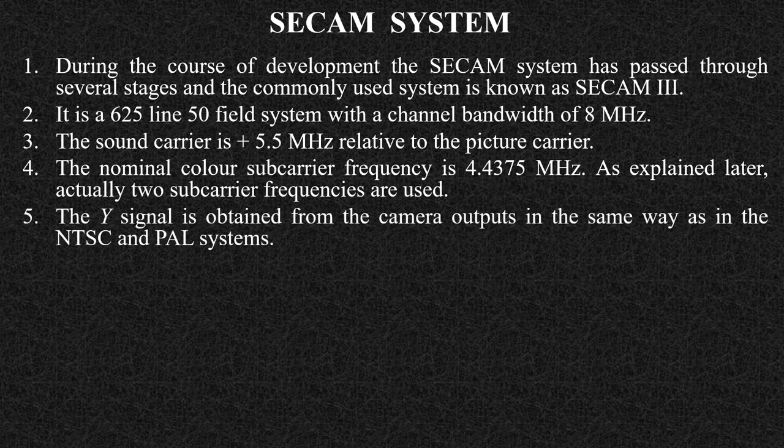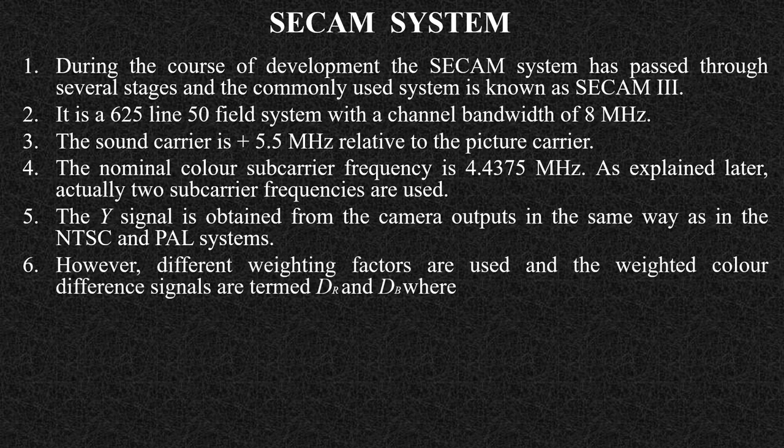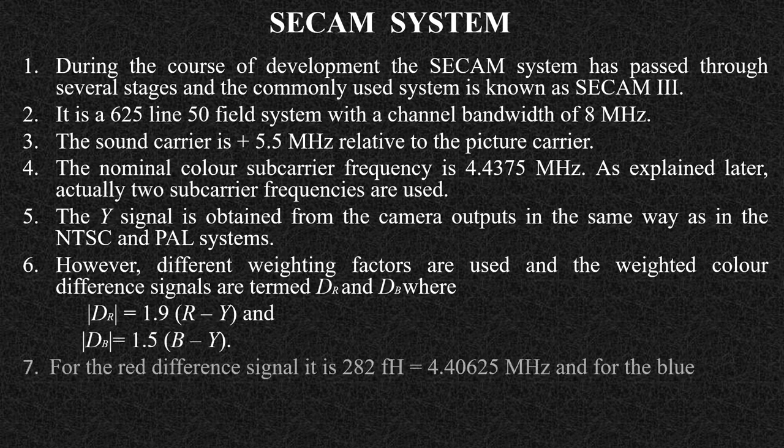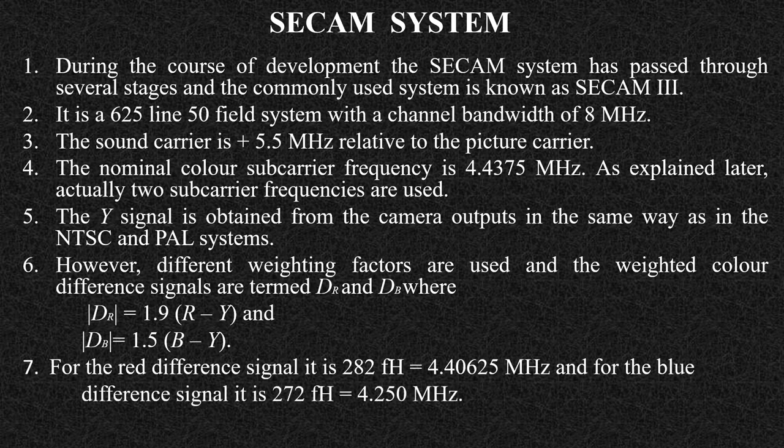The Y signal is obtained from the camera output in the same way as in the NTSC and PAL systems. However, different weighting factors are used, and the weighted color difference signals are termed DR and DB, where DR is minus 1.9 (R minus Y) and DB is 1.5 (B minus Y). For the red difference signal it is 282 FH, meaning you are using 4.4 megahertz for red difference signal modulation, and you are using 272 FH for the blue color difference signal, that is 4.2 megahertz.